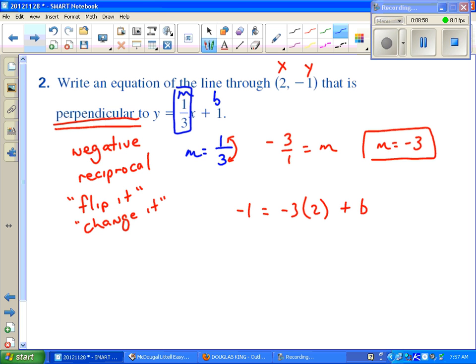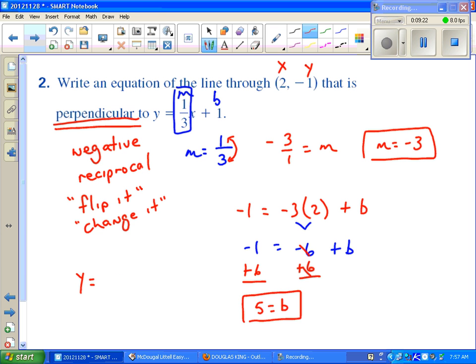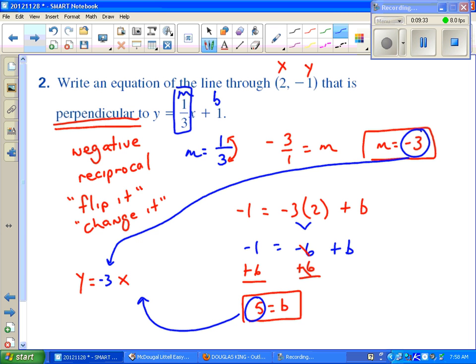To get us a b value: -3 times 2 is -6 plus b. Then get rid of the -6 by adding 6 to both sides. These will cancel. -1 plus 6 is 5, equals b. So we have a b value and we have an m value. We can write our equation. Y equals mx plus b. Skip a space and then put an x. Bring your m value, which we found is -3, and plug it right there. And bring your b value, which we just found, a positive 5. There's your new equation: y equals -3x plus 5.